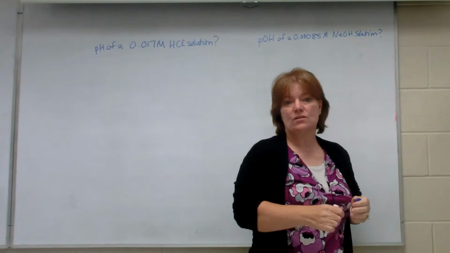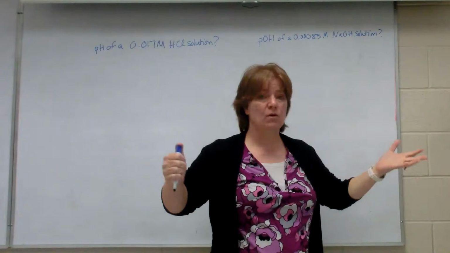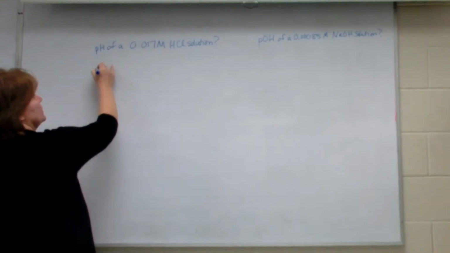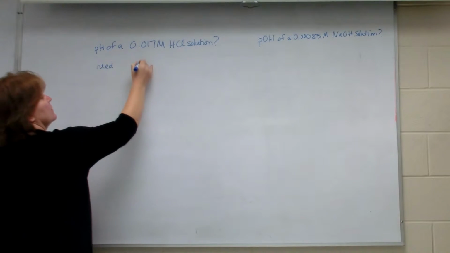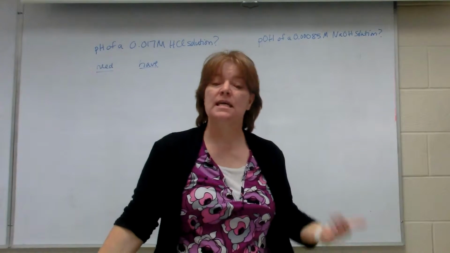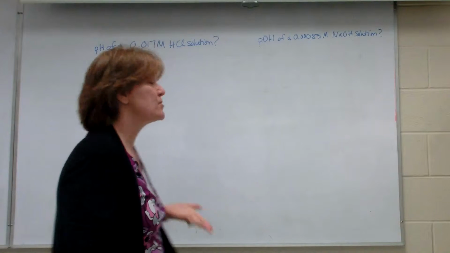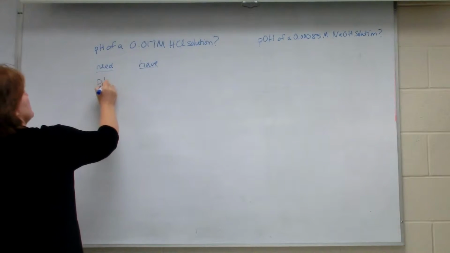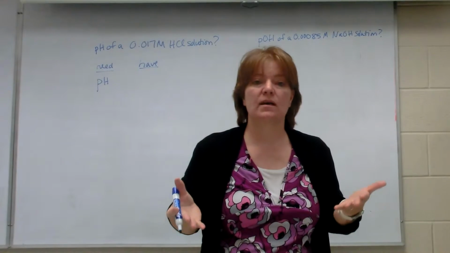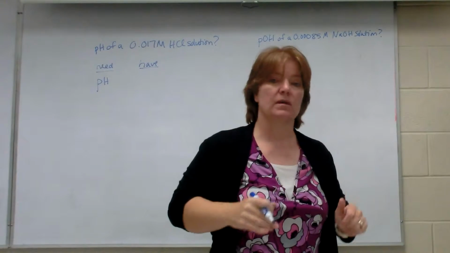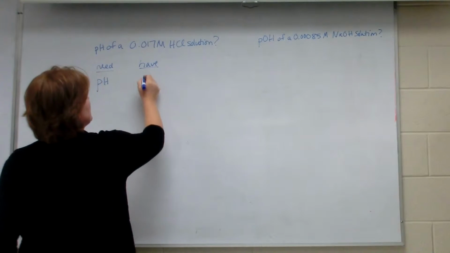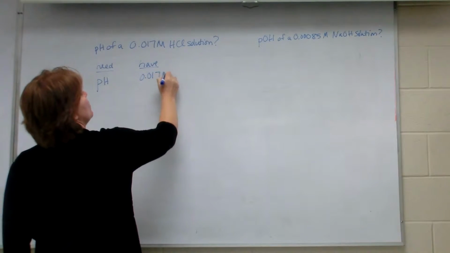So the first job I need to do is really figure out which of my 25 equations would be helpful to me in this situation. And that's going to be helpful to really organize what information I'm given. In the first case, I'm looking for the pH, so that's the thing I need. What that means in practical terms is I'm looking for an equation that begins with pH equals something. I'm given a concentration. I'm given 0.017 molar HCl.